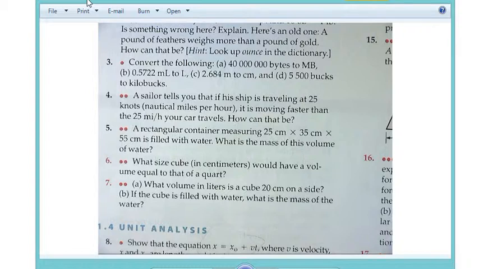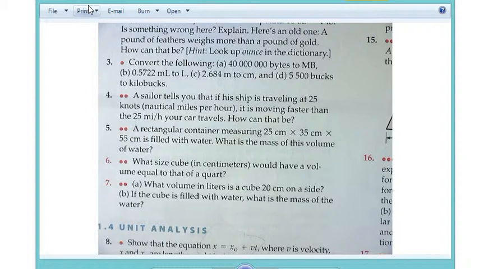And then we're asked to solve 0.5722 milliliters to liters. Then we're asked to solve 2.684 meters to centimeters, and then 5,500 bucks to kilobucks. So we might have to, I thought that last one was kind of funny. We might have to look some stuff up to get that done.